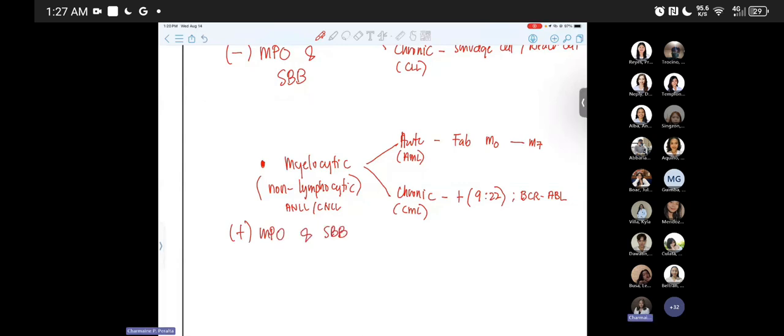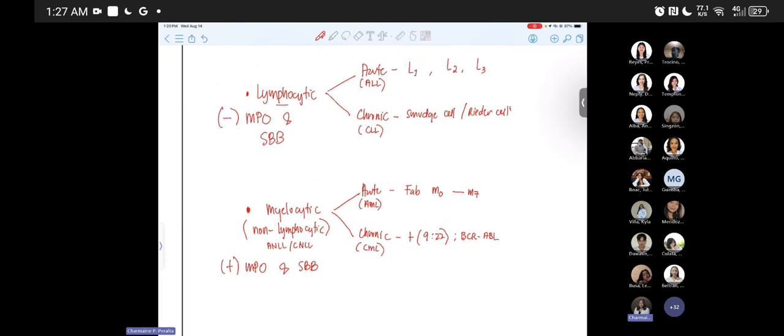Sudan black B stain. Sa myelocytic, this is positive for MPO and Sudan black B stain. Ngayon, ano itong stain na to? Before, to diagnose leukemia, ang ginagamit natin is cytochemical testing or cytochemical stain to differentiate leukemia.